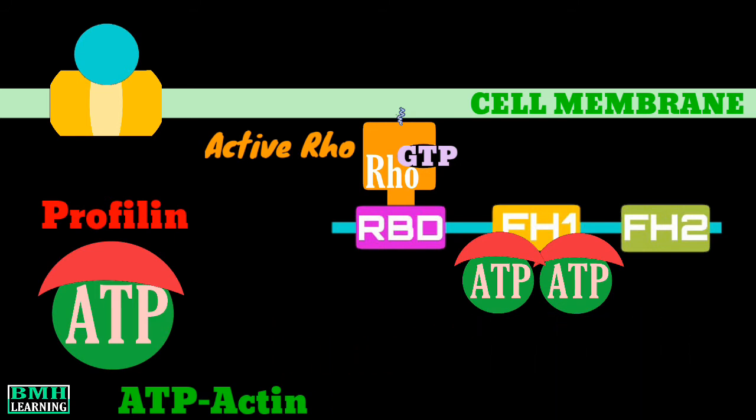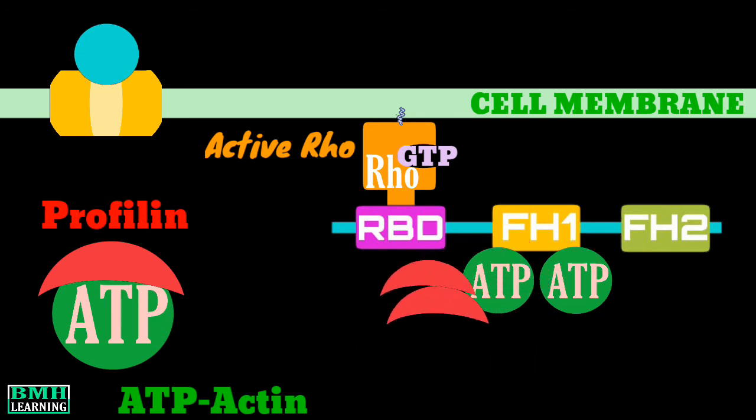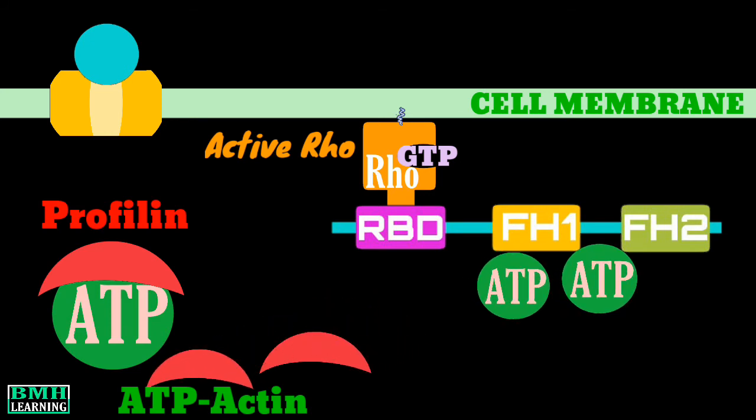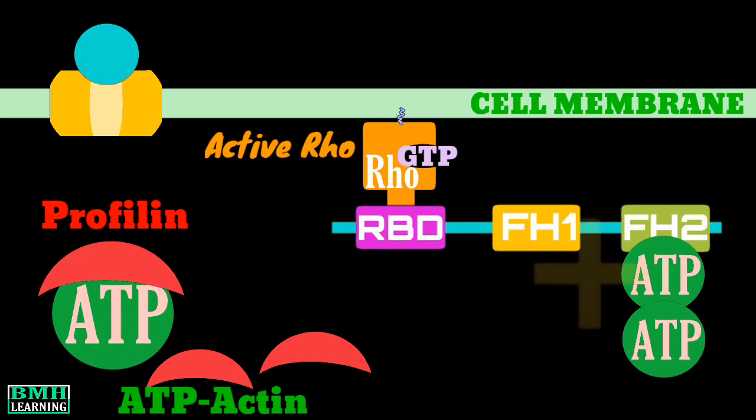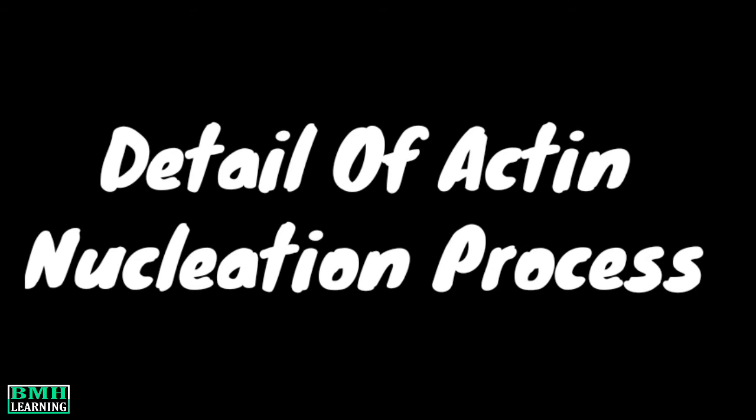Then for the polymerization, with the concomitant release of profilin, the actins are fed into the FH2 domain to get polymerized at the plus end of the actin filament, thereby allowing rapid FH2 mediated filament assembly. Now let's discuss the detail of the actin nucleation process.